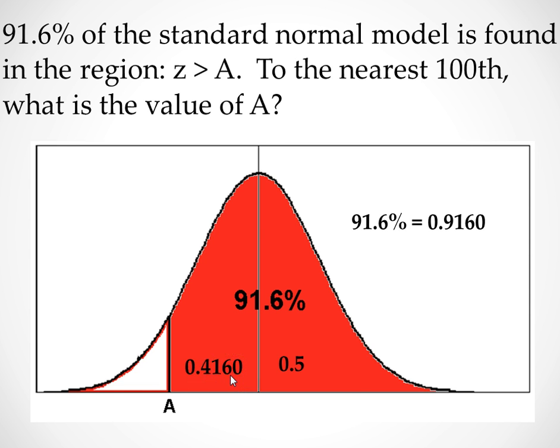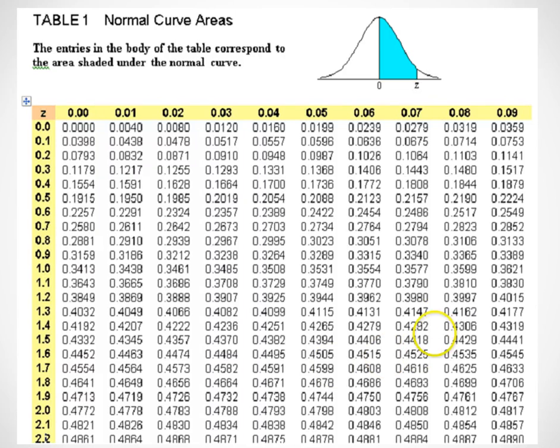Now, go to the normal table, and what we want to do is look at the probabilities. The probabilities are the values in the table itself. So what I first want to do is find the closest thing I can to 0.416. Notice it's right there. That is the closest probability to 0.416. The reason I look at 0.416 is because I want to look up what falls between the mean and the z-score.